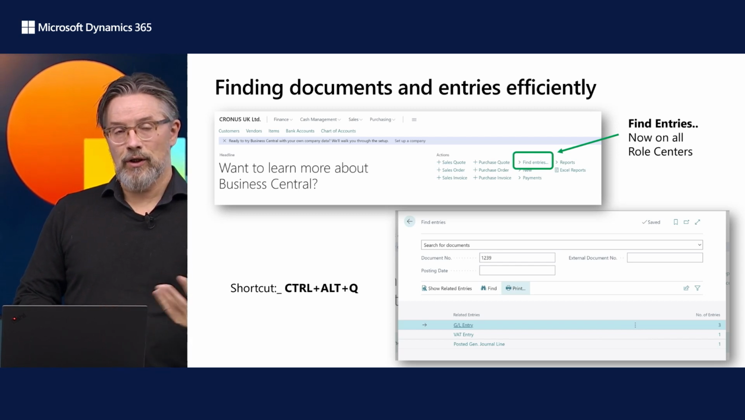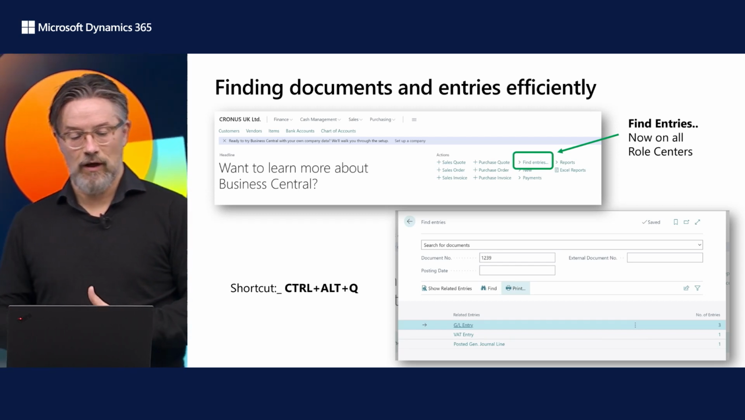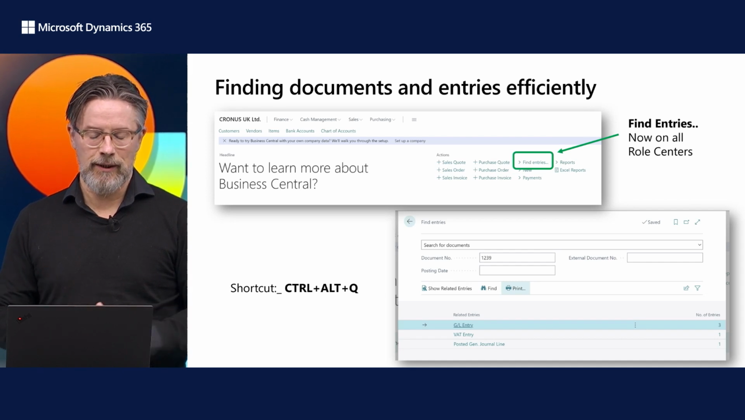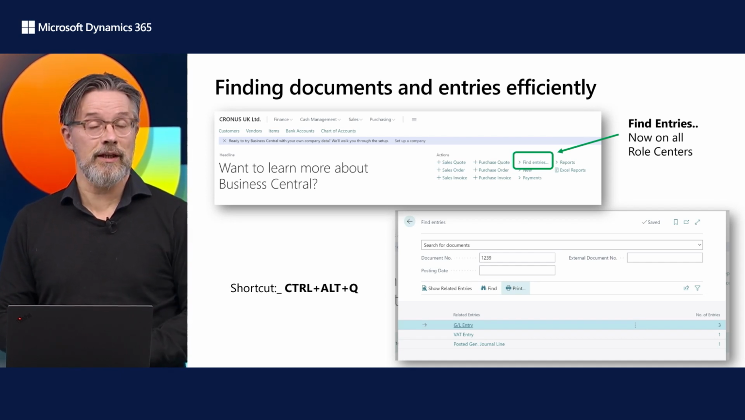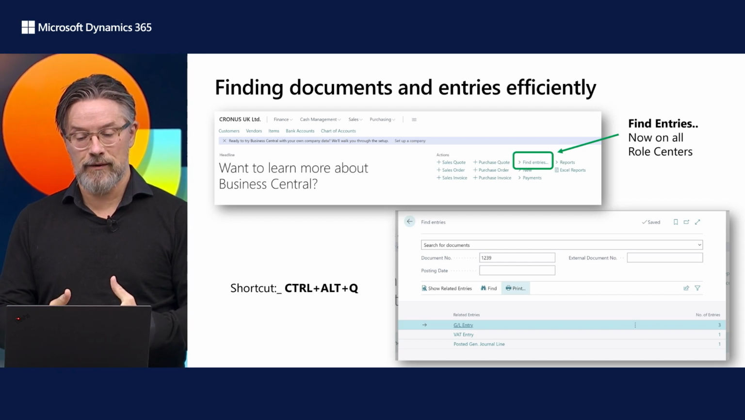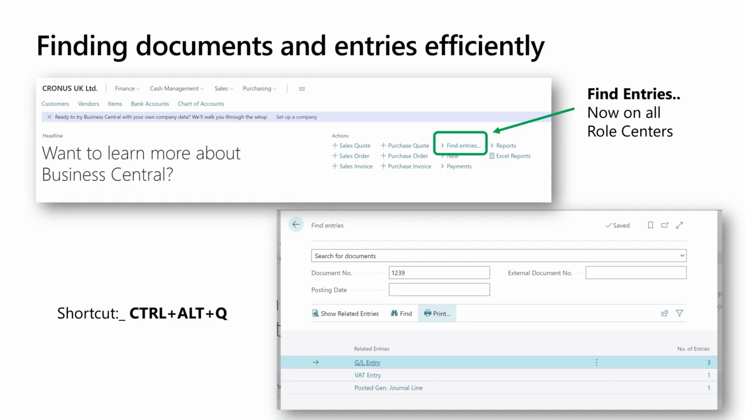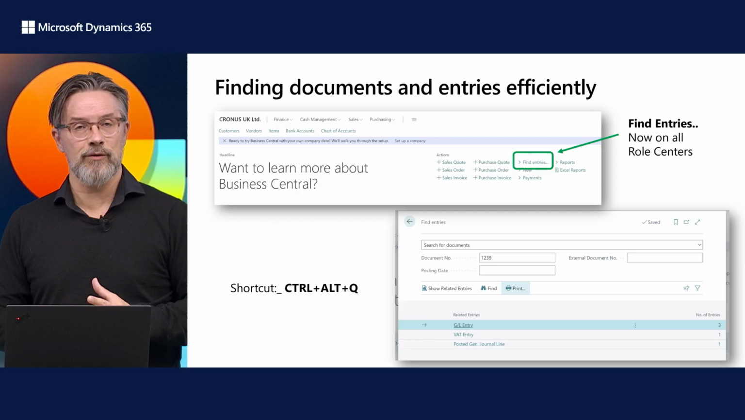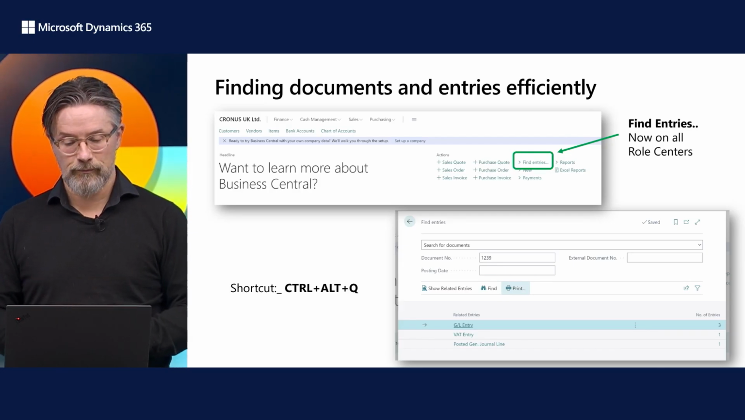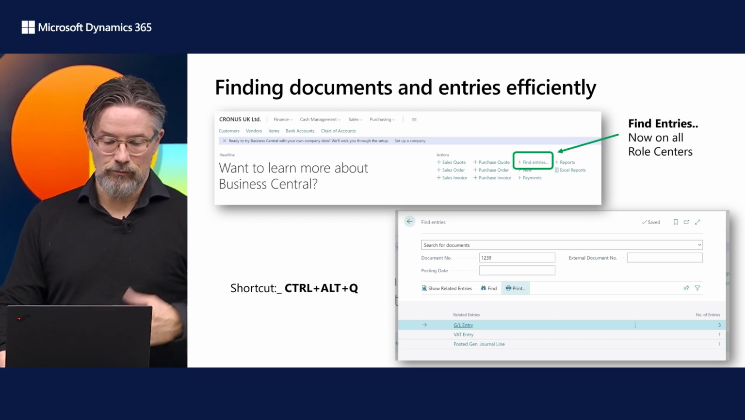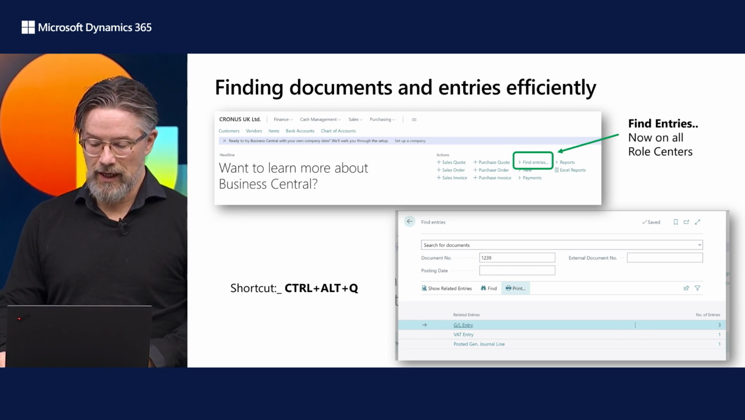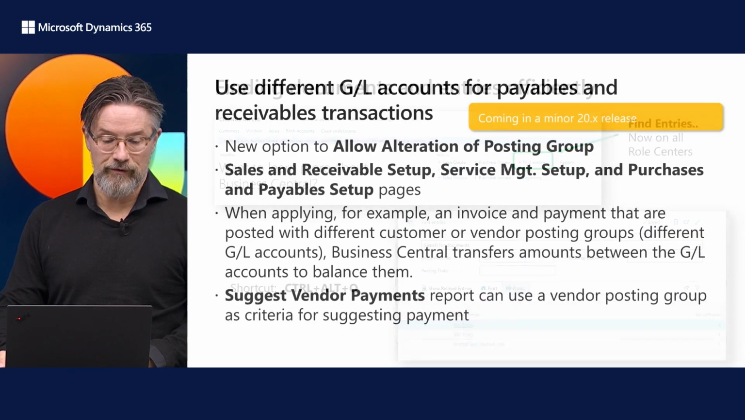Finding documents when somebody calls you or you're looking for a specific document has been a bit tricky. Not tricky, it was there in the product, but now we made it a more prominent feature. We put it on role centers. On all role centers there's a find entries action, and there's a shortcut for it that will pop up a form that allows you to search for documents, customers and vendors, or contacts in general, and item references like serial and lot numbers. So that experience of finding documents has become a lot easier and a lot more efficient.